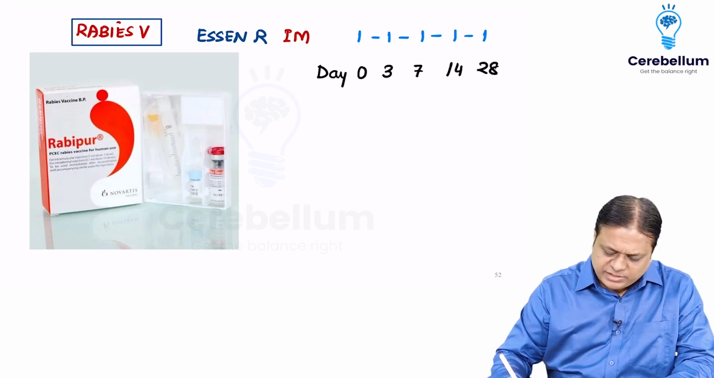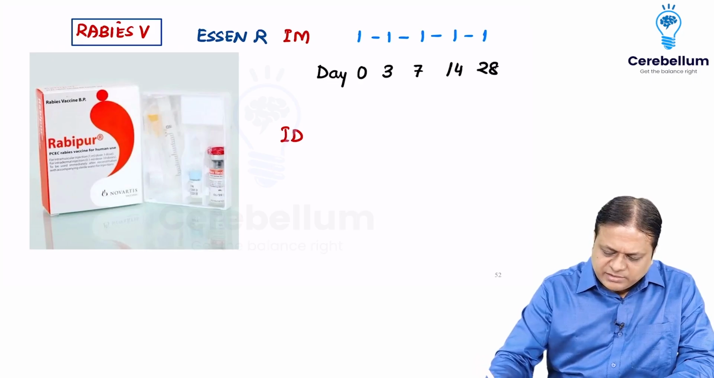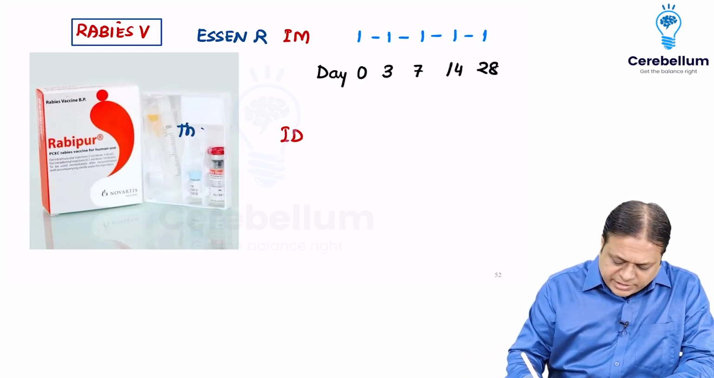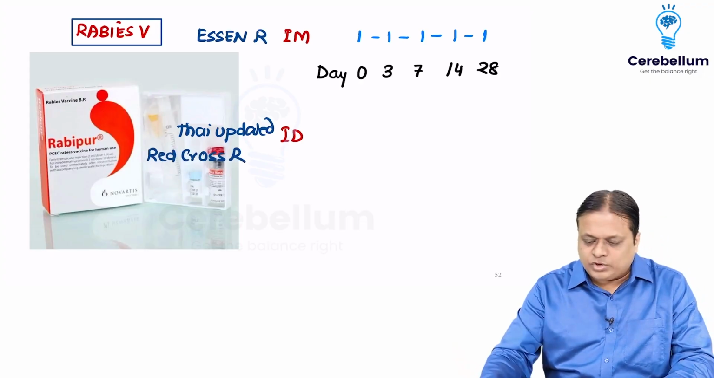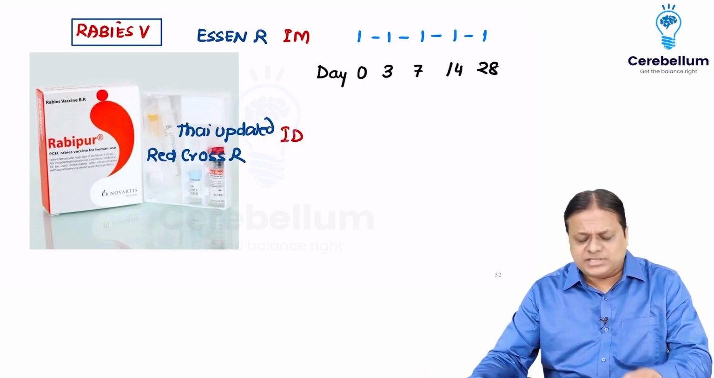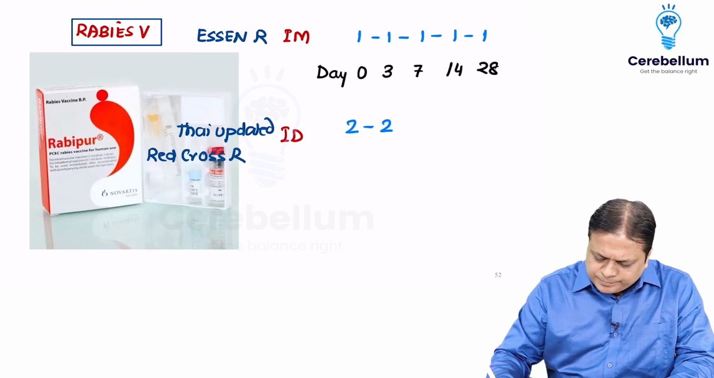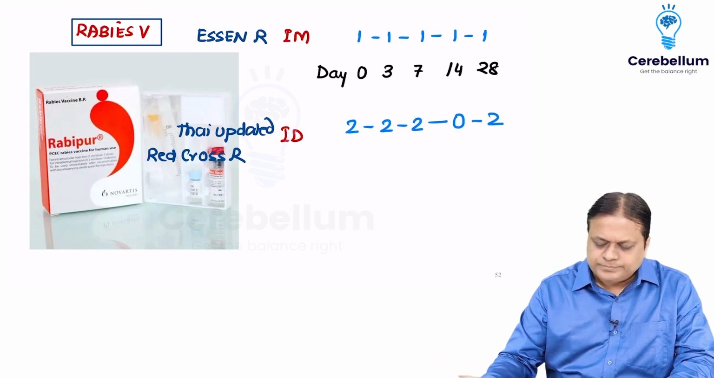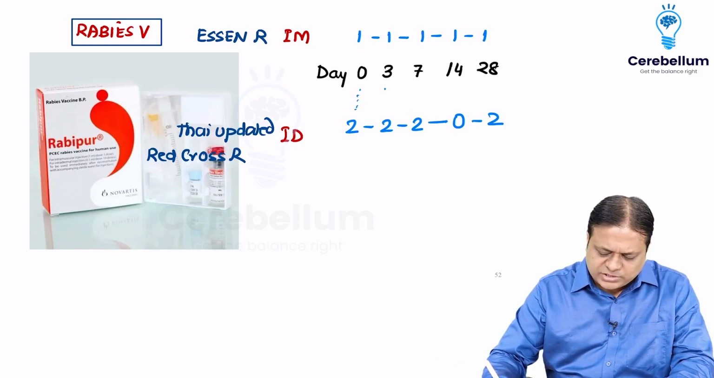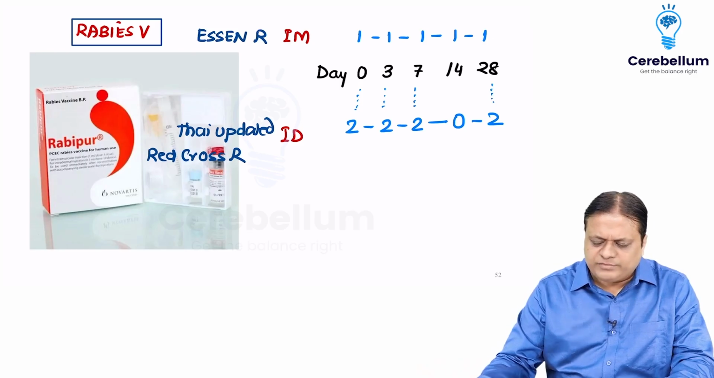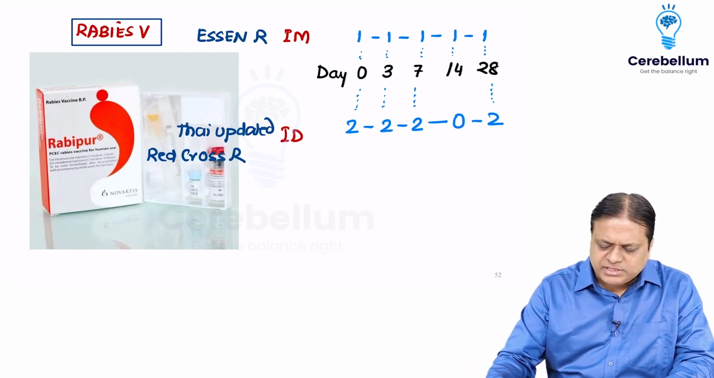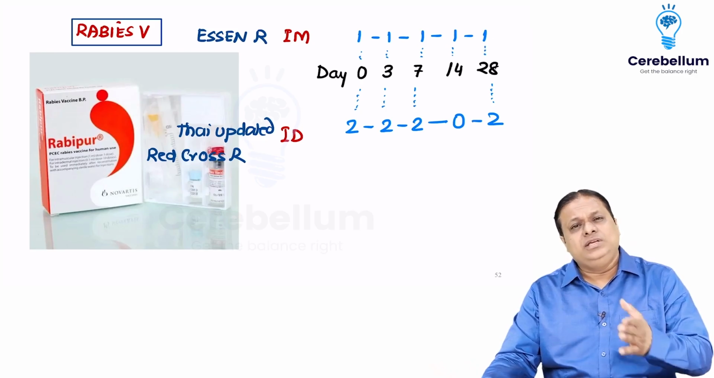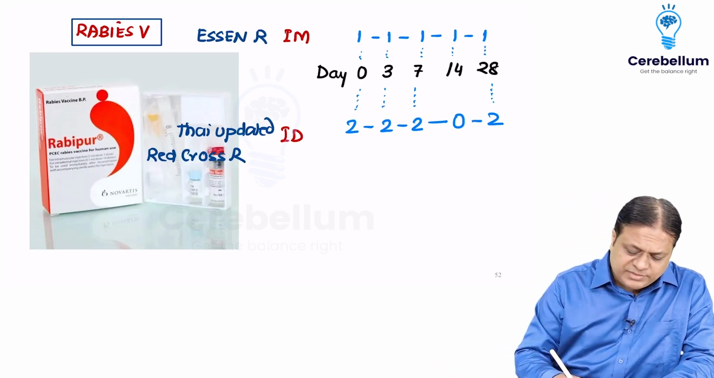We also have an intradermal schedule in our country which goes by the name of Thai updated Red Cross regimen for rabies vaccine. What is this particular Thai updated Red Cross regimen schedule? This is 2-2-2-0-2. Again, 2 doses on day 0, day 3, day 7, and do not give on day 14, directly 2 doses on day 28. So 5 times intramuscular, 4 times intradermal. A person would have to make a visit to the health center or doctor's clinic.